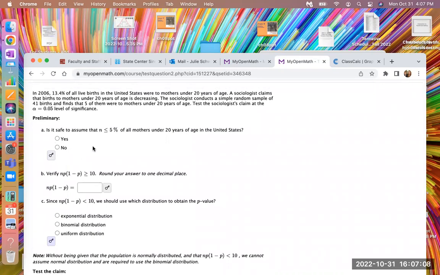I would say the null hypothesis... sometimes it's easier to identify the alternative hypothesis, because a sociologist claims that births to mothers under age 20 are decreasing. Actually, the age is not decreasing, the number of births is decreasing. It's decreasing from what? It's decreasing from this 13%, right?